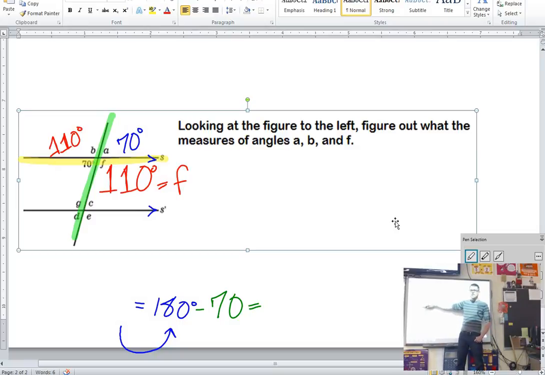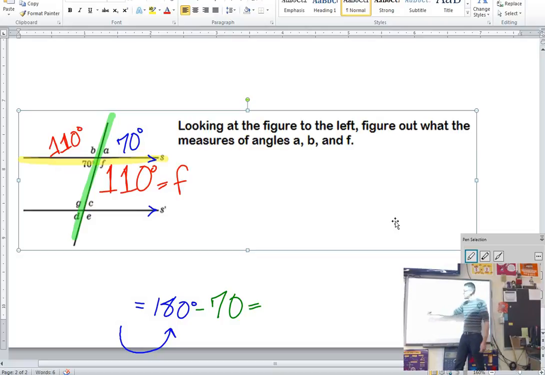If I slid this line down and stacked it on top of S prime, what angles would line up directly on top of each other? Andrew, what do you think? Like if I slid this down, keeping that transversal, the line that goes diagonal through it, where would angle B land? Talking about the top line that's sliding down. So B would end up on top of which of these angles?